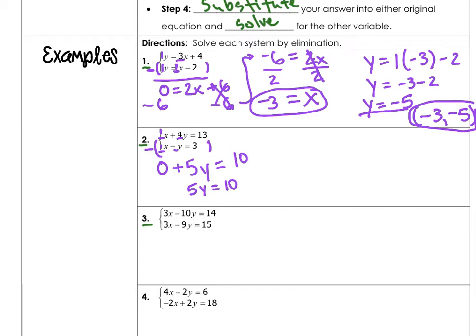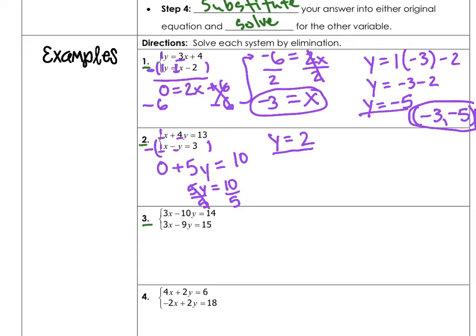So to get y by itself, I now just have to divide. I'm going to divide both sides by 5. So y is equal to 10 divided by 5. 10 divided by 5 is 2. Now I know you knew that already. Now we're not done yet because we still need to know what our x is. So to do this, we're going to end up plugging this back into one of those two equations.